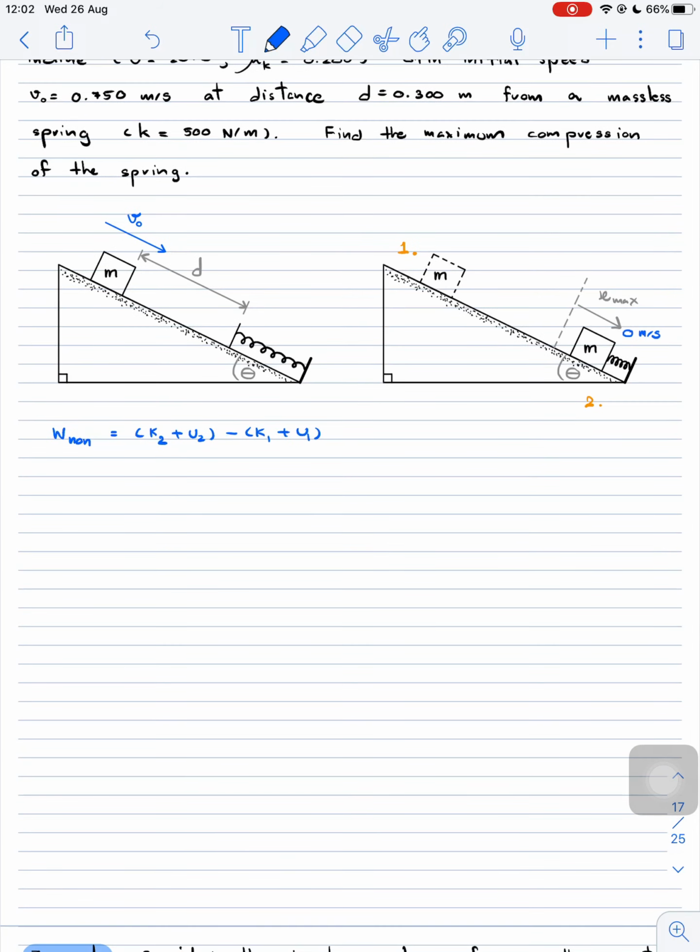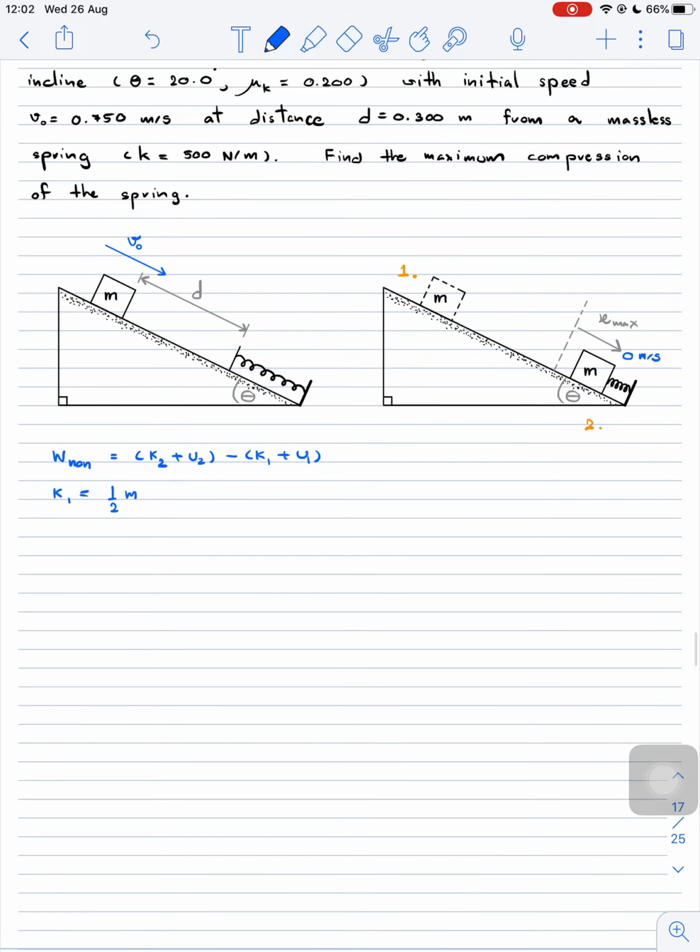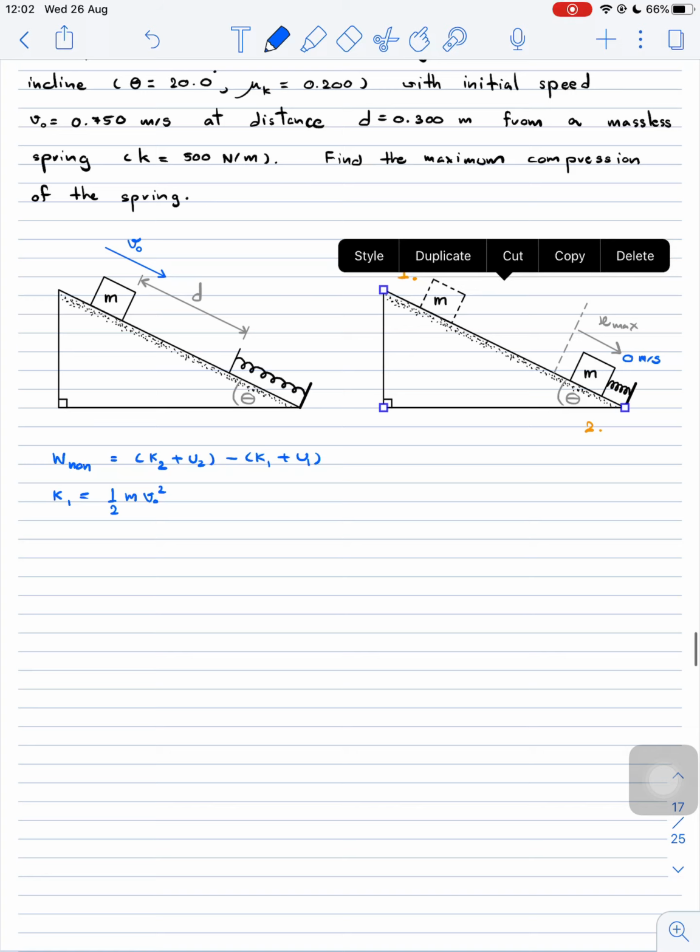Now let's find K1 first. Here the block has the speed equal to v naught, so we have 1/2 times the mass m times v naught squared. This is the initial kinetic energy of the system, in this case for the block.